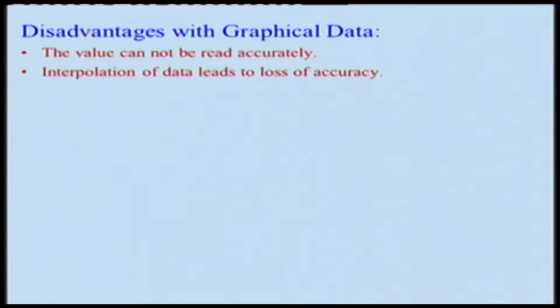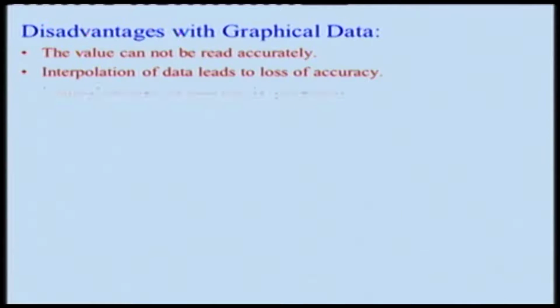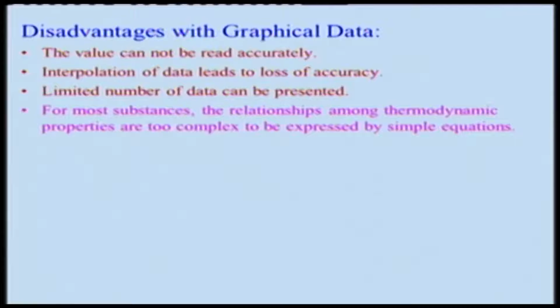The second is interpolation of data. As I told you, suppose you want to evaluate the quality at 0.96, however, in the diagram it is given as 0.95. Then you will have to approximate on paper, which leads to a loss of accuracy. Also, only a limited amount of data can be presented in a diagram; you cannot put everything because it will be very clumsy and cluttered. And for most substances, the relations among thermodynamic properties are too complex to be expressed by a simple equation.